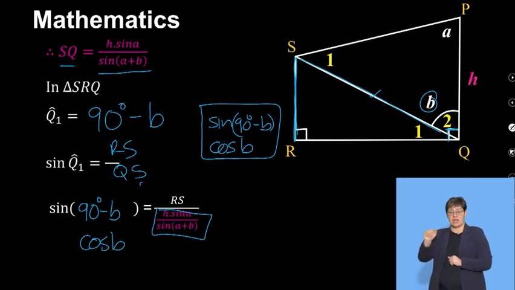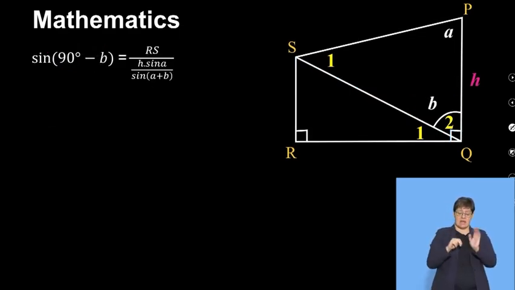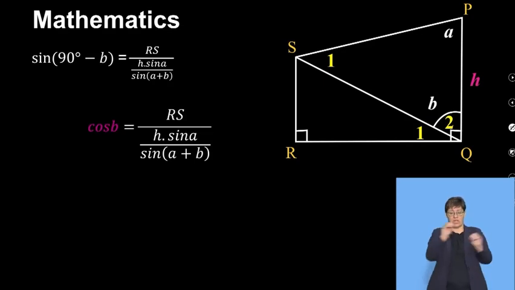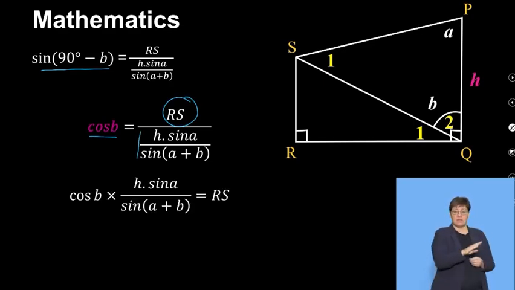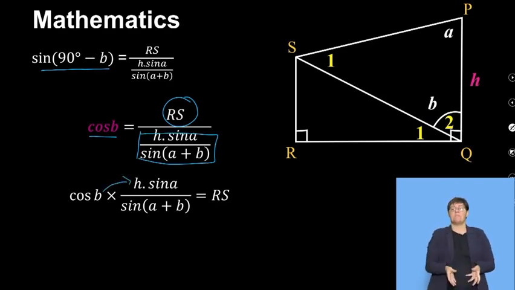Sorry, let me just erase my writing. Give me a second. Okay, so we've changed that sine of 90 minus B into cos of B. And now we're just going to rearrange this, because remember we needed to find RS. So I'm going to multiply cos of B by this denominator in the next step. And once I've done that, it's cos of B times H sine A over sine of alpha plus beta. And I've just got to neaten up the algebra here.